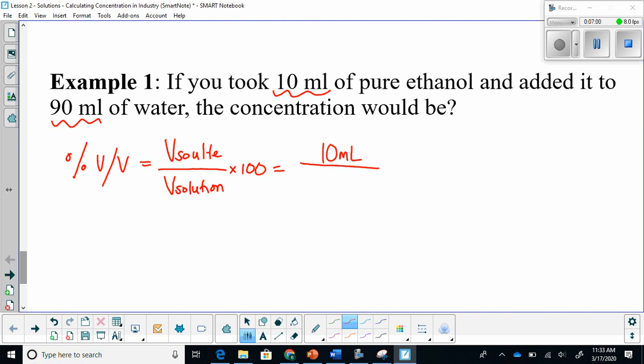Going forward, let's draw a picture of basically what is happening. In a beaker, let's say I add 10 milliliters of ethanol.